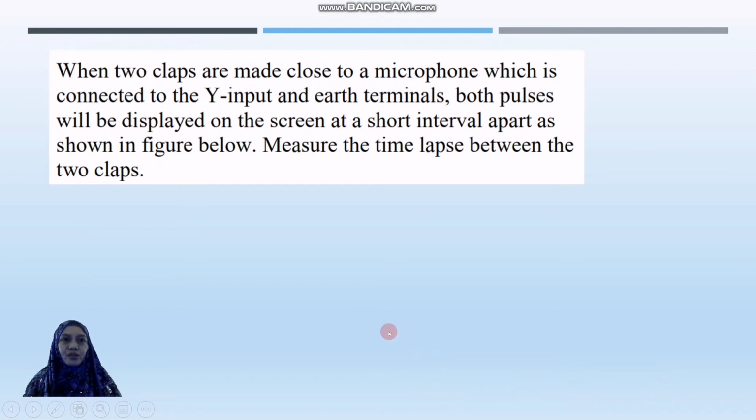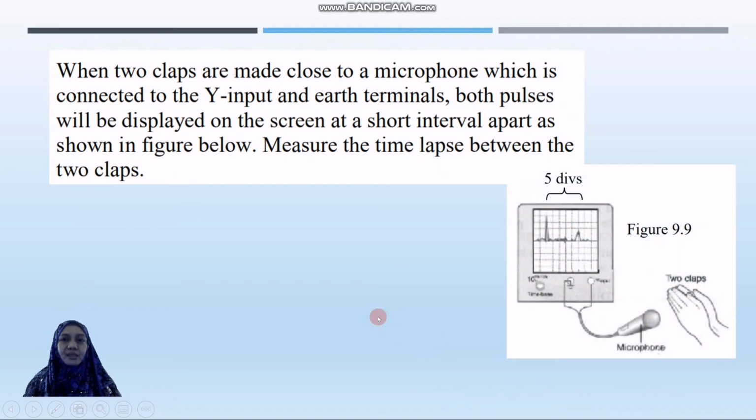Next, let's take a look at this question on how to find a time interval. Okay. This question refers to figure 9.9. You can see when a microphone is connected to the CRO and a person is making 2 claps in front of the microphone, the signal of the 2 claps appears on the screen. So the first peak shows the first clap and the second peak shows the second clap. And the displacement between these 2 claps is given as 5 division. Okay. And here, if you can see, the setting on the time base is 10 millisecond per division.